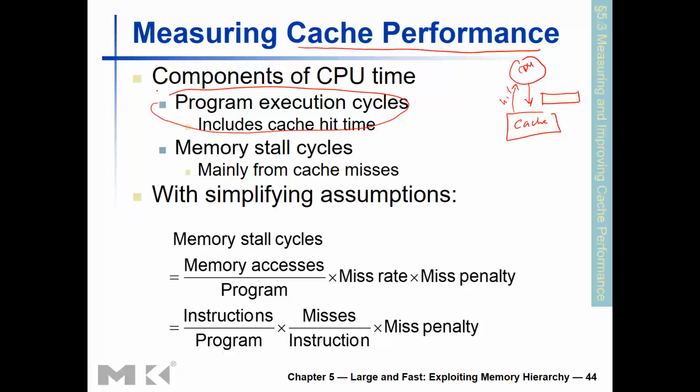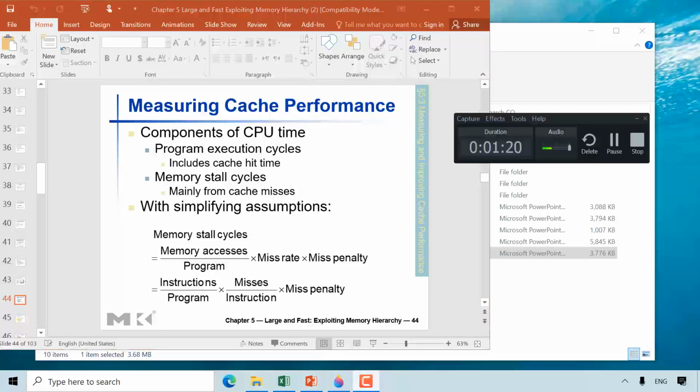But the problem really arises when there is a miss. Unfortunately, when there is a miss, we have to go to the main memory or to the lower level of the memory hierarchy and get the memory block, right? This is the case of the memory miss, and in the case of the memory miss, we will have those stall cycles.